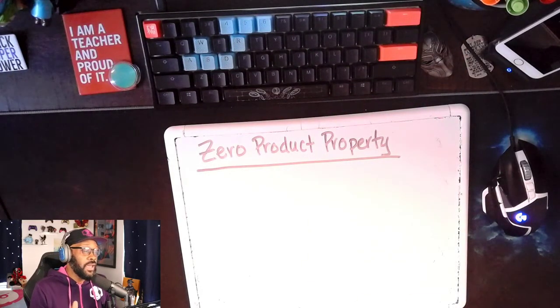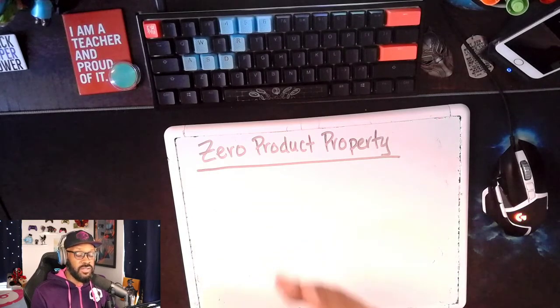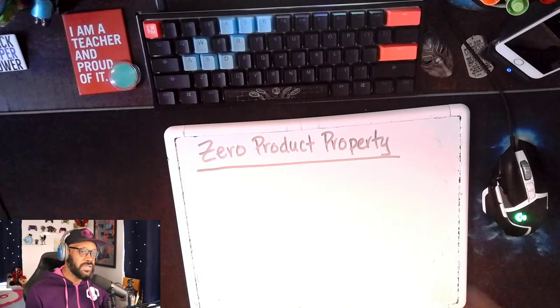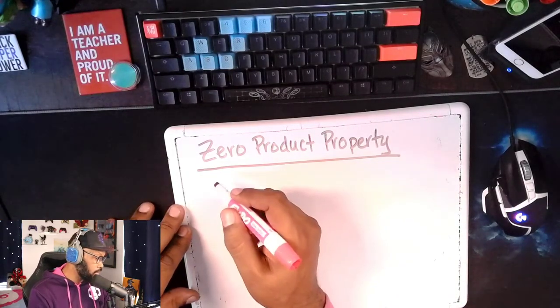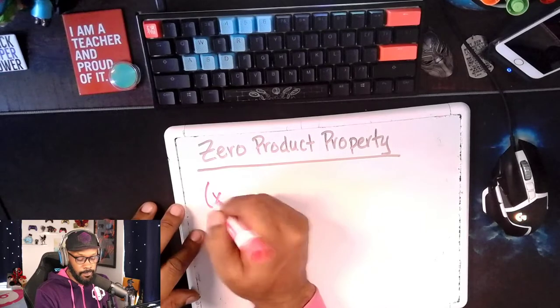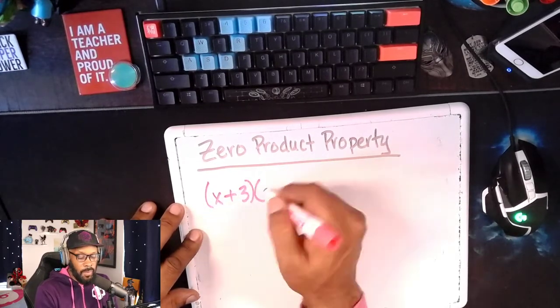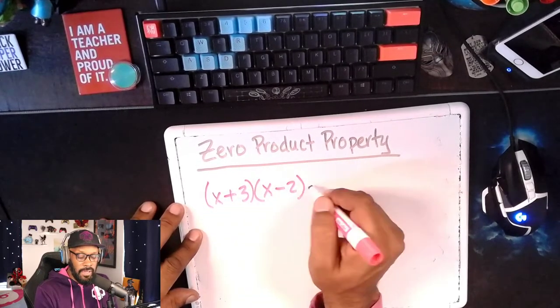Listen, let's jump right into zero product property. In some cases, remember, you'll hear it referred to as zero factor property, but it's the same thing. So let's look at a trinomial in factored form. And we started out, remember friends, we started out looking at it like this.